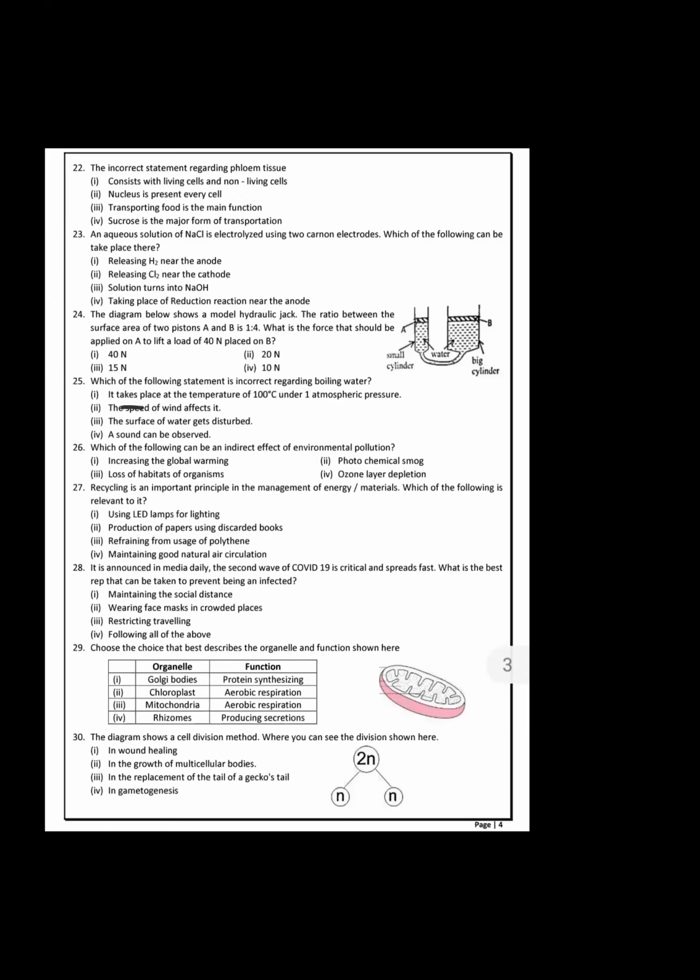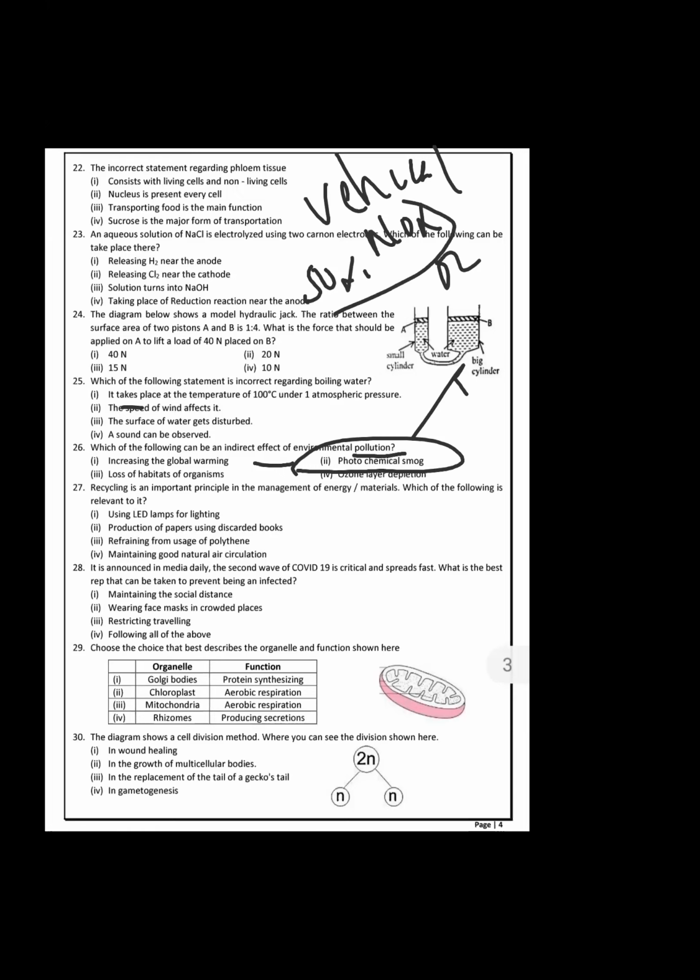26. Which of the following can be an indirect effect of environmental pollution? Increase in global warming, loss of habitats of organisms, ozone layer depletion. Photochemical smoke. It is number 2. When we consider vehicles, they can produce SOx, NOx. They can after that become pollution of the environment.